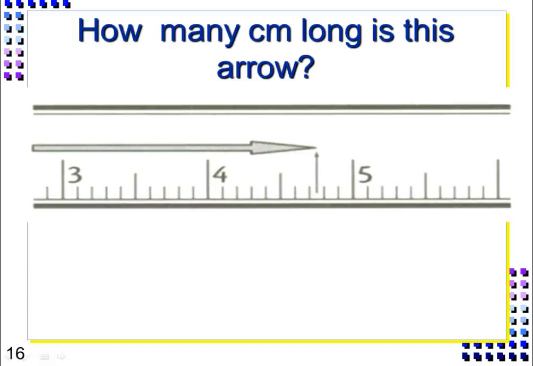Lastly, remember that when you are recording a measurement, you always report the answer that you know to be true and you add one uncertain digit. So for example, I would read this measurement as the arrow is 4.75 centimeters long. I know the 4 and the 7 because I can clearly see that this arrow is somewhere between 4.7 and 4.8. So I am adding the 5 as my uncertain digit.